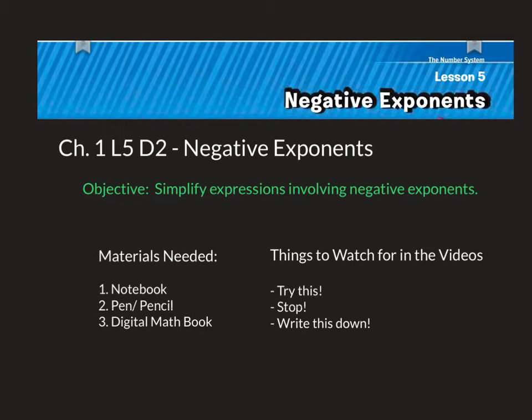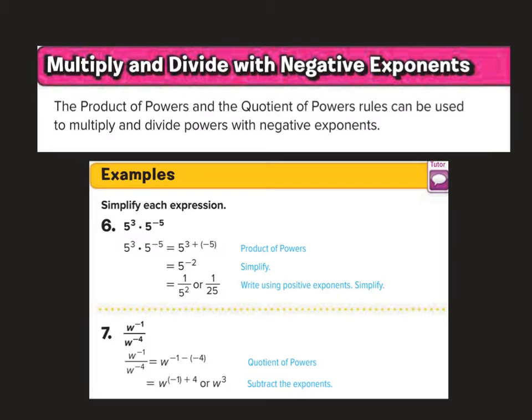Hey everyone, we're picking up with part 2 of lesson 5, negative exponents. Our objective is still simplifying expressions involving negative exponents. So for part 2, we're going to be looking at multiplying and dividing with negative exponents.